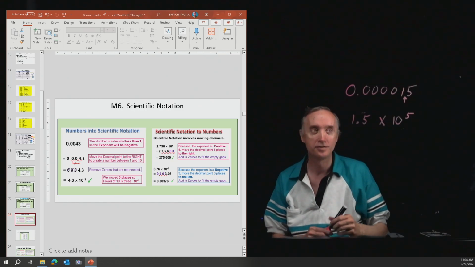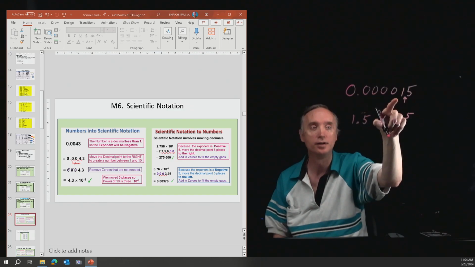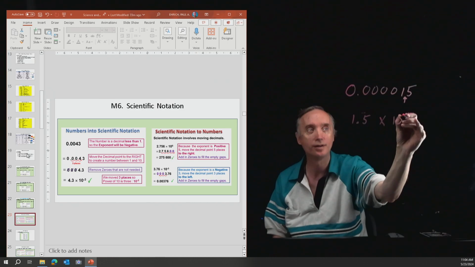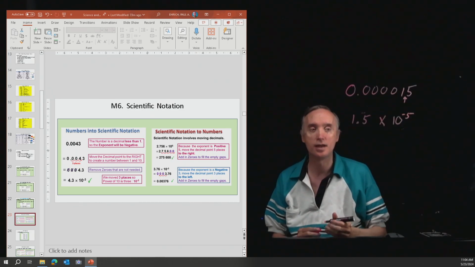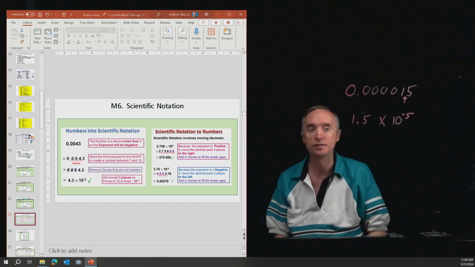No. So this is a small number. This would mean it's a big number, so we put a negative sign on there, and now it's a small number. So 1.5 times 10 to the negative 5th power.